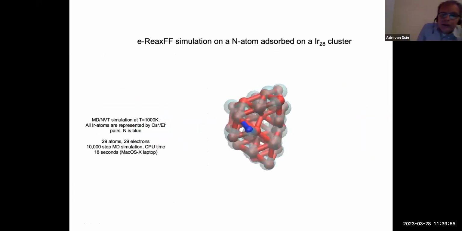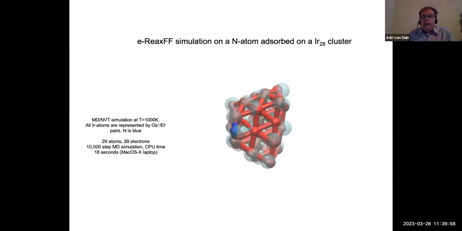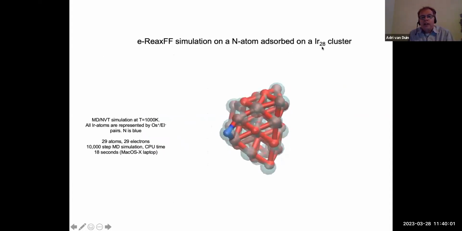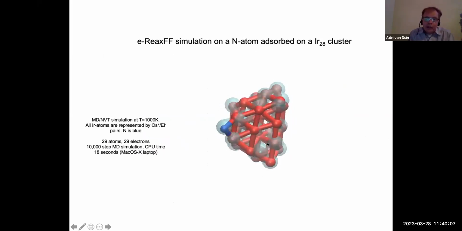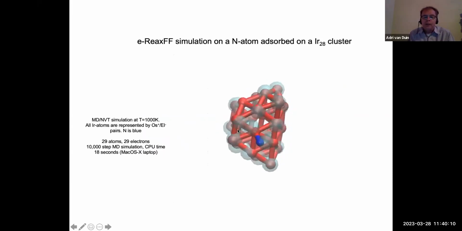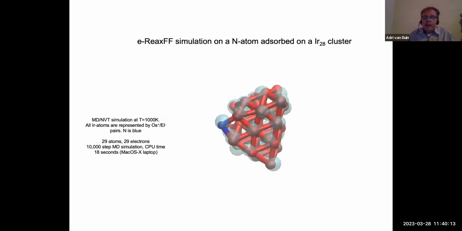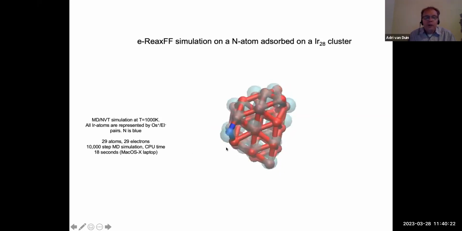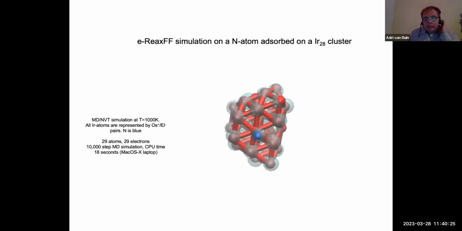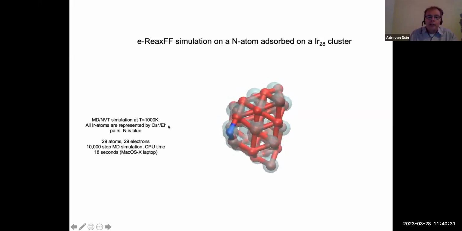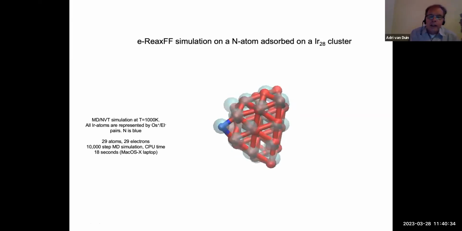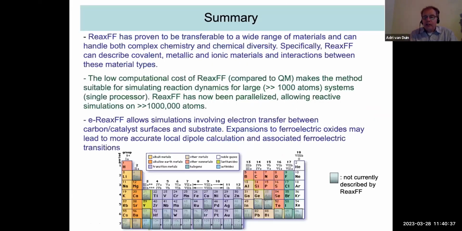And so with that, we begin to open opportunities to simulate real electrocatalysis. So we can, for example, this is an iridium-28 cluster. We have here a nitrogen atom bound to it. And this is done with a neutral cluster, but we can do similar simulations where we add excess electrons to the iridium cluster and see how those electrons affect the surface chemistry. Once again, this is a very fast simulation. This is 29 atoms with 29 explicit electrons. And this entire simulation took about 18 seconds of CPU time. This scales very linearly, so we can increase the system size quite substantially if we want to simulate more complex catalytic events.